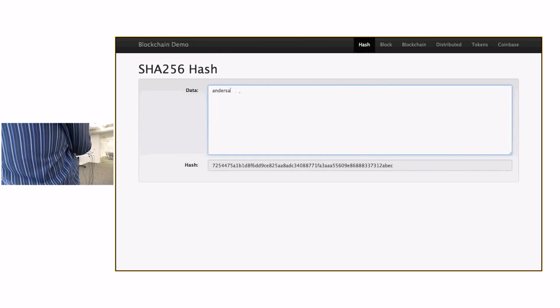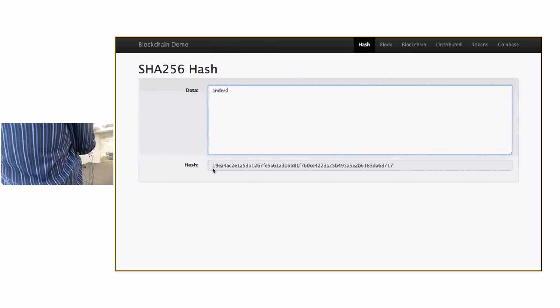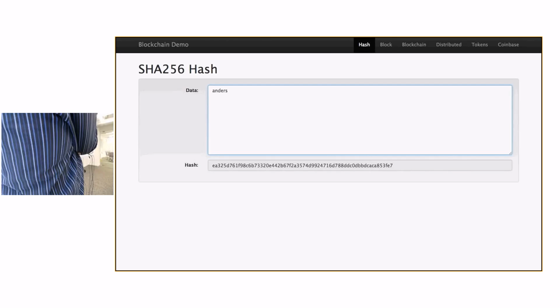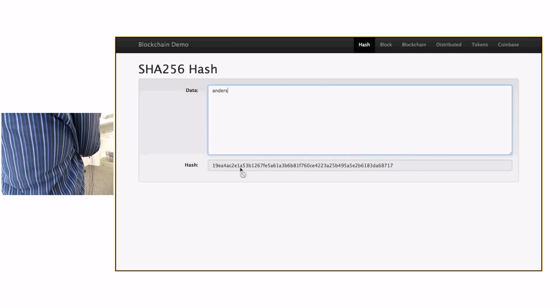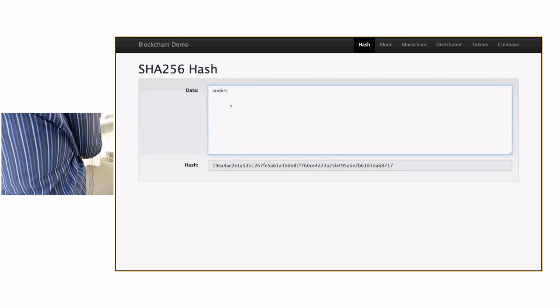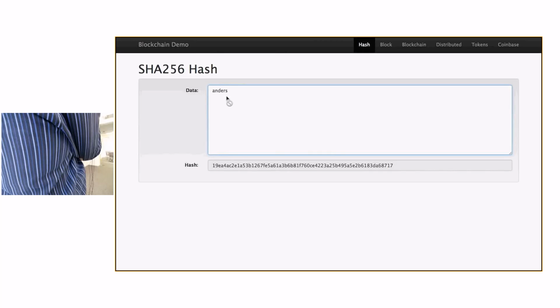So I'm going to go back to this. So it says Anders. Okay, so this is the hash of the name Anders, all lowercase. It starts with 19EA, right? Okay, so if I delete that, and I go again to Anders, you can see it starts with 19EA, the same exact hash. In that sense, it's a digital fingerprint of this data. Whatever data is here, every time you type exactly the same data, you get exactly the same hash.